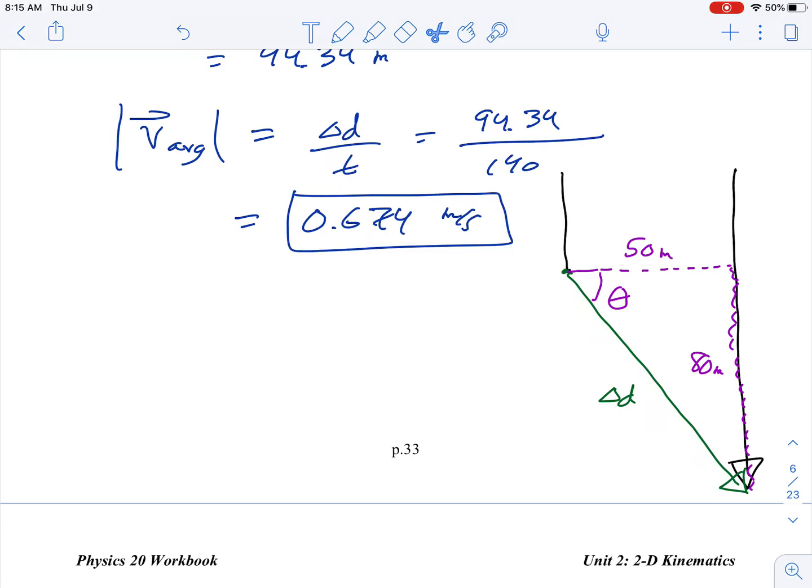Now we can actually find the angle. So we can do tan theta is opposite, which is 80, divided by adjacent, which is 50. Take the inverse tan. And we get about 58.0 degrees.